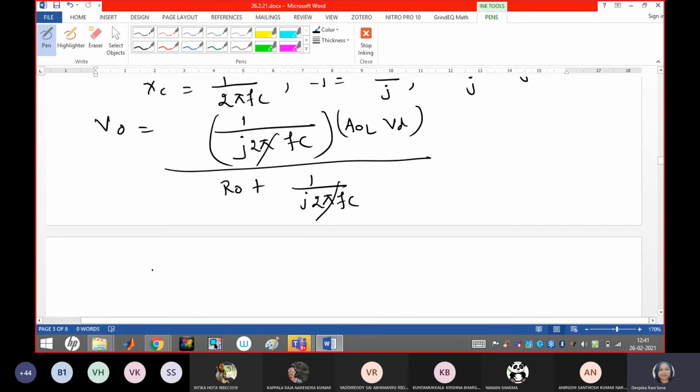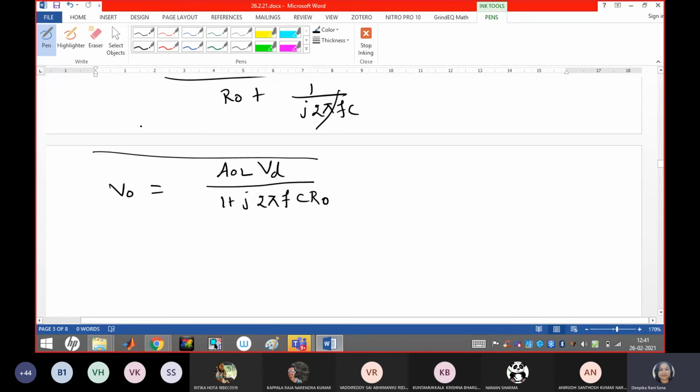So what will be the final V0 equation? It is AOL into VD upon 1 plus j 2 pi f C R naught. Very good. Make a box of it. So the final V0 term contains the frequency, right? Yes or no?